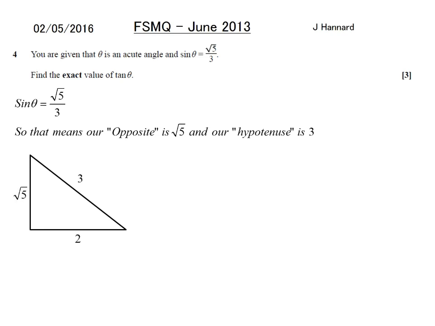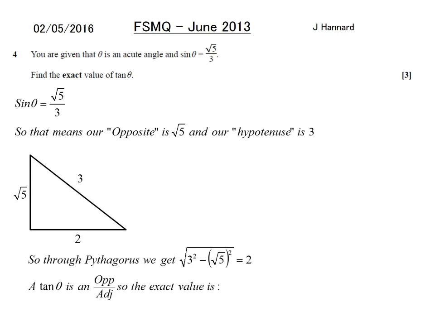Through Pythagoras then, we get 2 on that there, because it's going to be the root of 3 squared minus root 5 squared, which is 9 minus 5, which is root 4, which is 2. And tan theta is opposite over adjacent, so the exact value is root 5 on 2. So maybe this year's paper might have a similar question, so get your head around that. Exact value, by the way, does not mean full calculator display. It means the fractional value of tan theta.